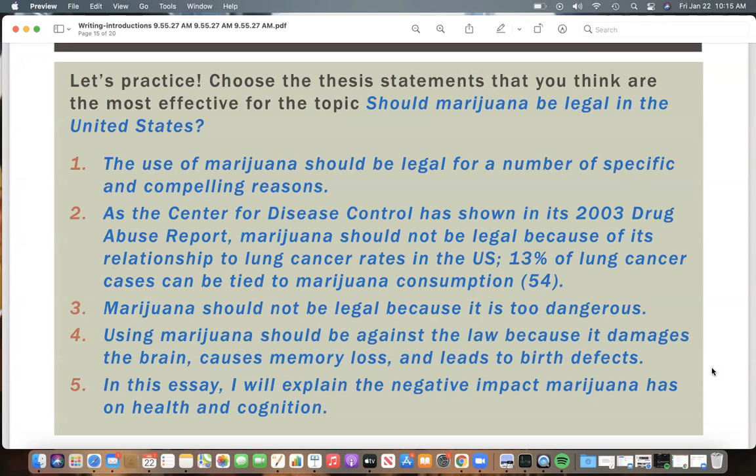It's good that it establishes this person thinks that marijuana should not be legal, but it's just not specific enough.